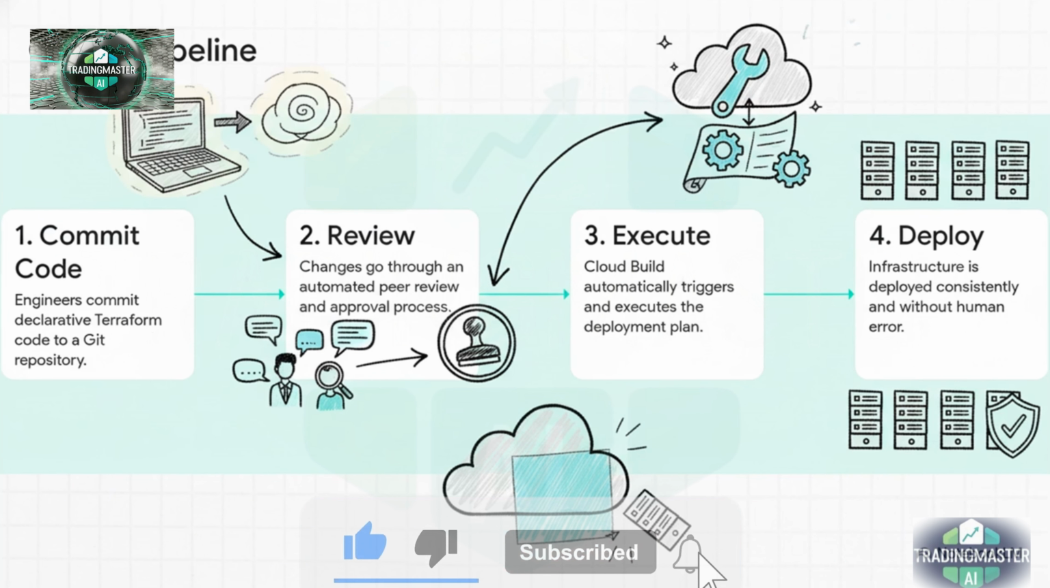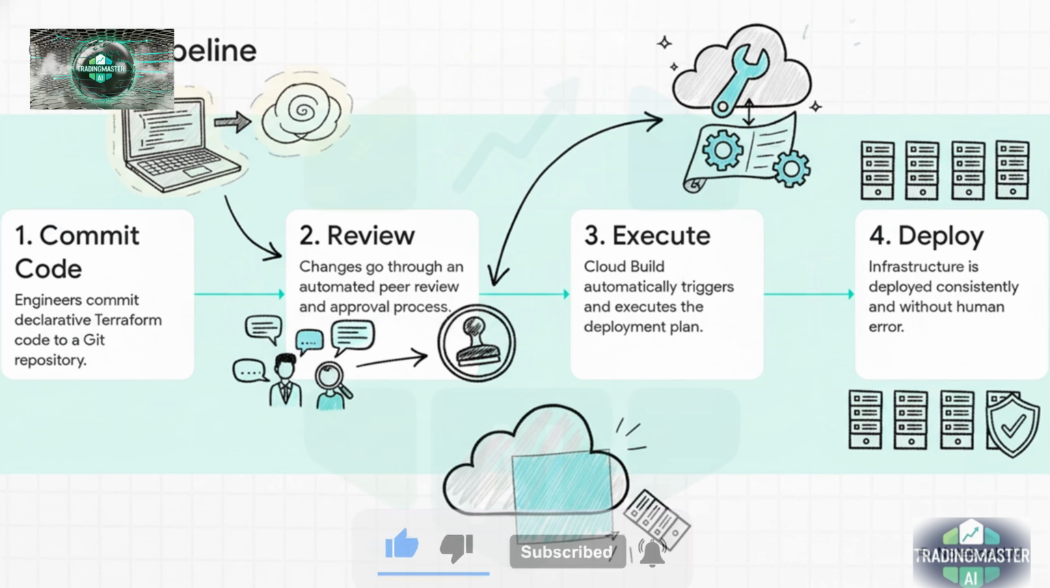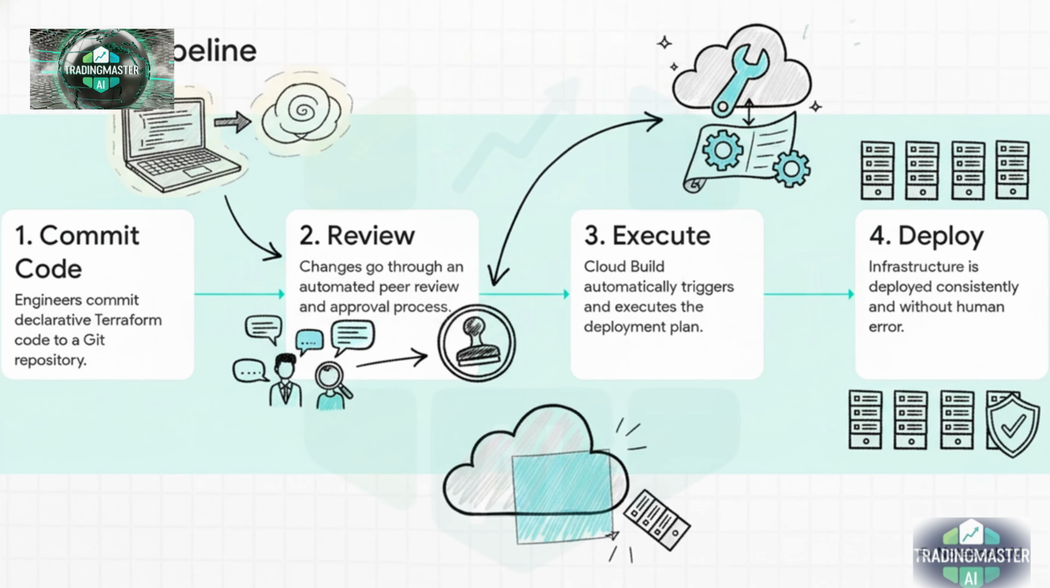First, an engineer commits their Terraform code to Git. Then, that change has to go through an automated review and approval process. No rogue changes here. Once it's approved, Cloud Build automatically kicks off and deploys it. The result? Perfect, consistent infrastructure every single time. If a whole region goes down, you don't panic. You just redeploy the blueprint.